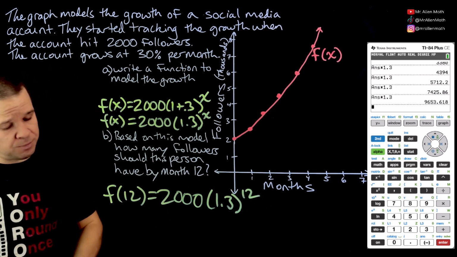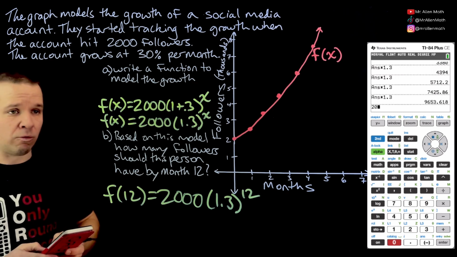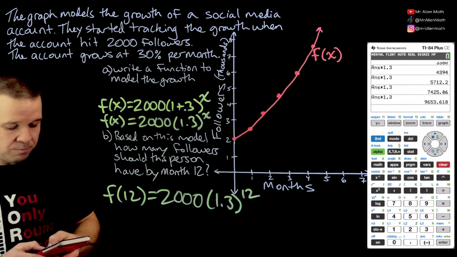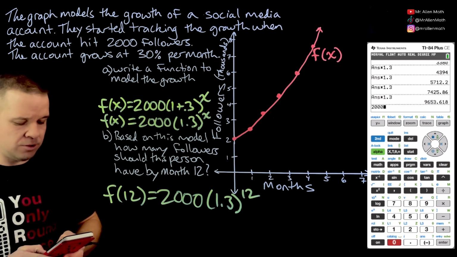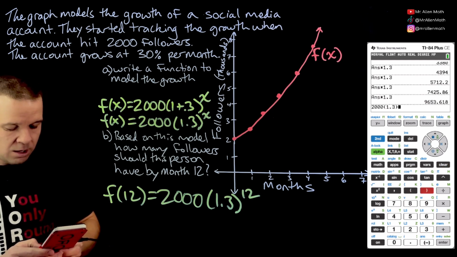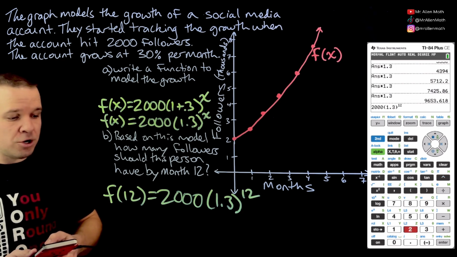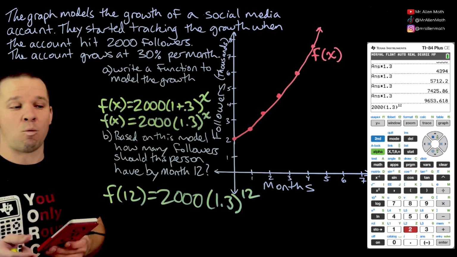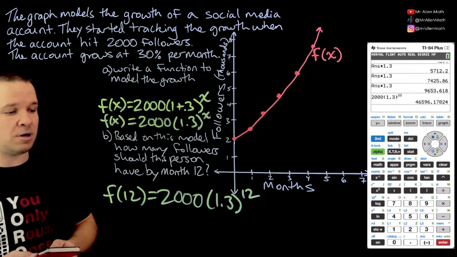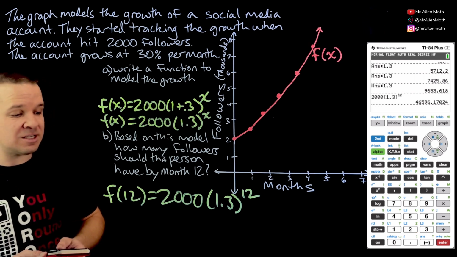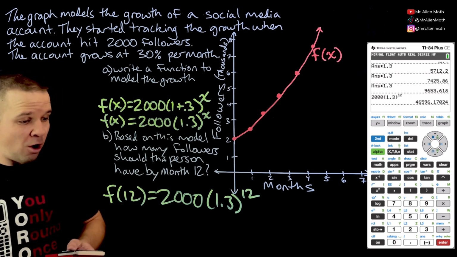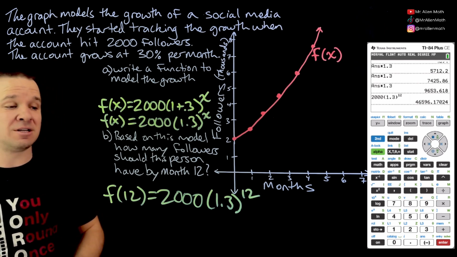Let's see. This person might be rolling in with the followers here, times 1.3. Actually, I'll throw that in parentheses so it looks just like that. 2,000 parentheses 1.3, close them, raise to the 12th. Note the caret there right above the division sign. That's how I can type in any exponent I want. Super helpful in the exponential unit. Oh my goodness, 46,596.17. So like about 47,000 followers.